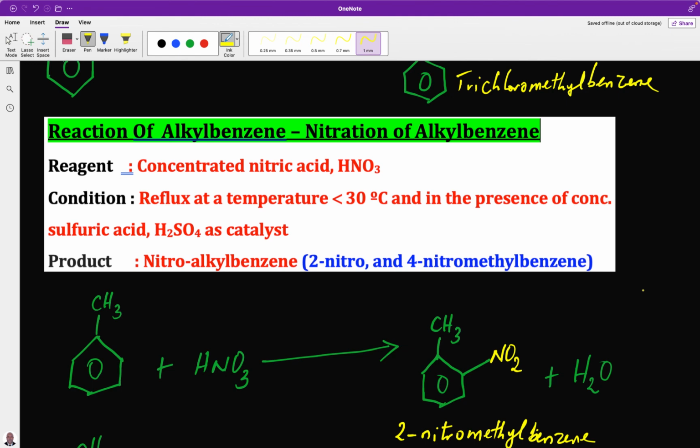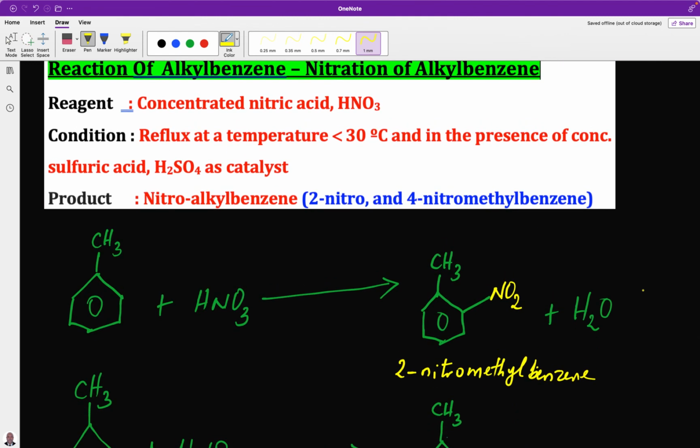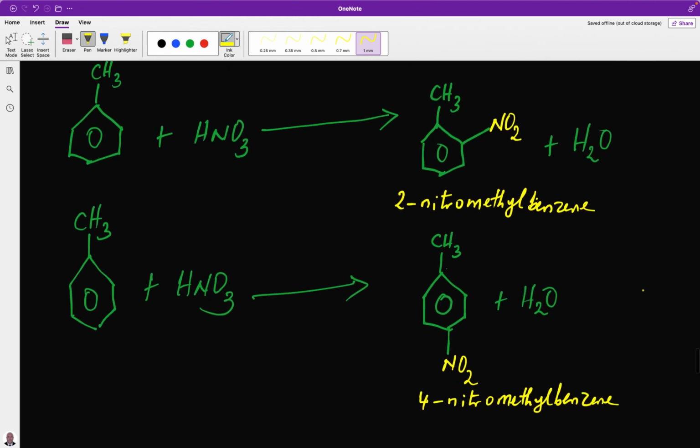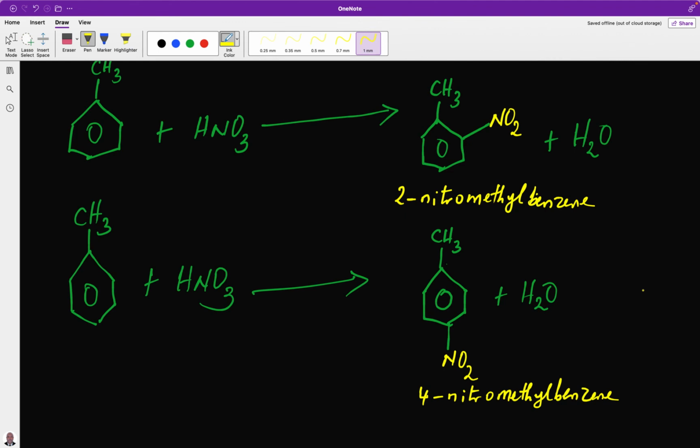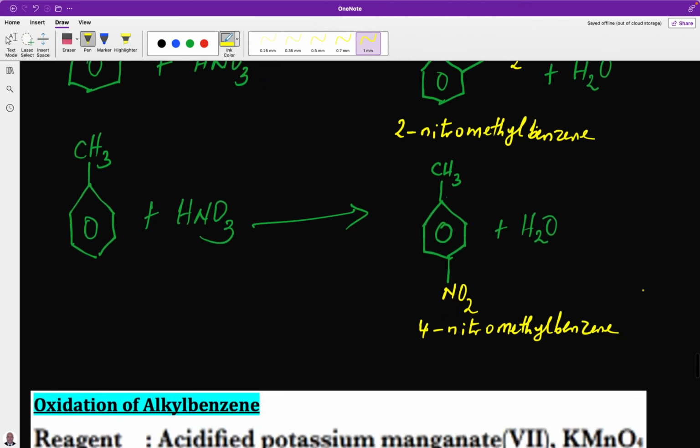And when we do that, as I told you, the methyl group is 2,4-directing. So the first product that will be obtained from here will be 2-nitromethylbenzene and a molecule of water. Then the second product that will be obtained will be 4-nitromethylbenzene with a molecule of water. But if the temperature rises above 30 degrees Celsius, it can give 2,4,6-trinitromethylbenzene. But on rare occasions, this will happen.